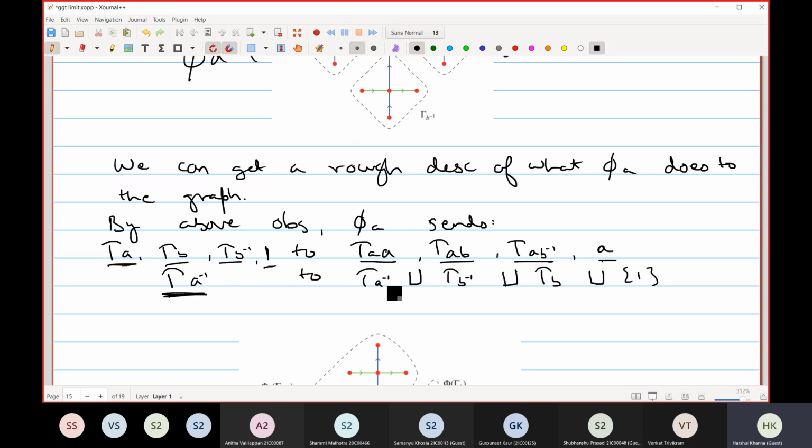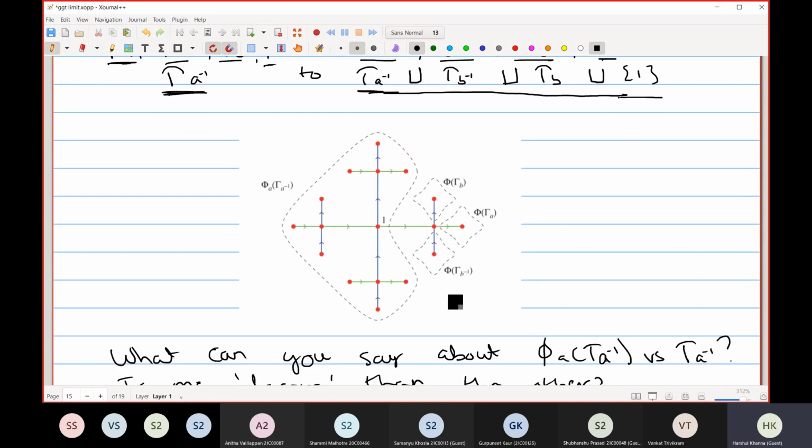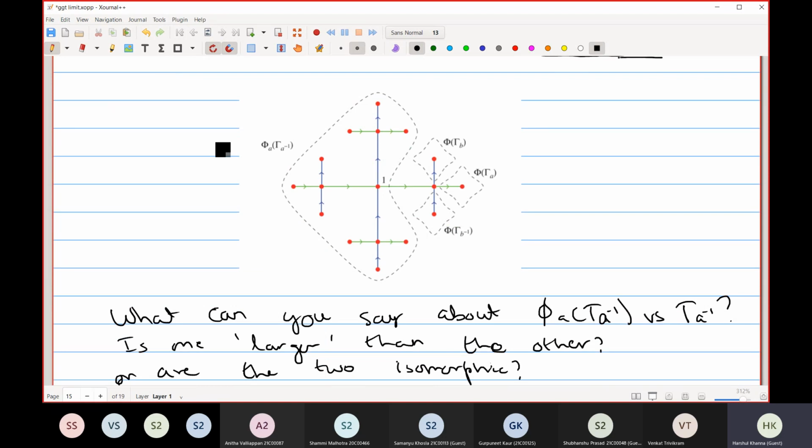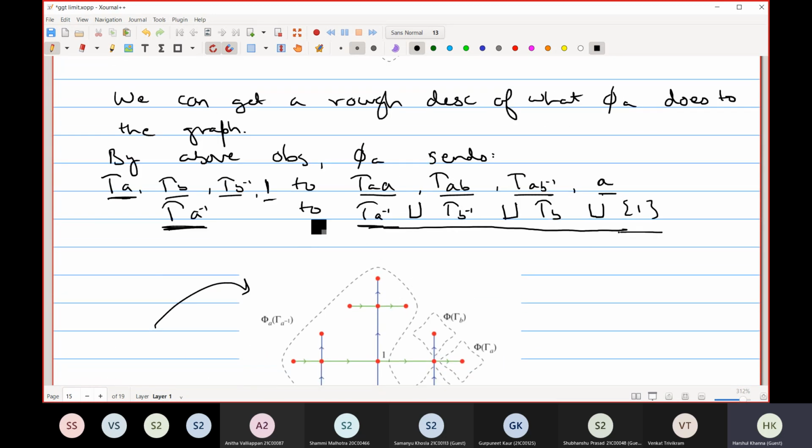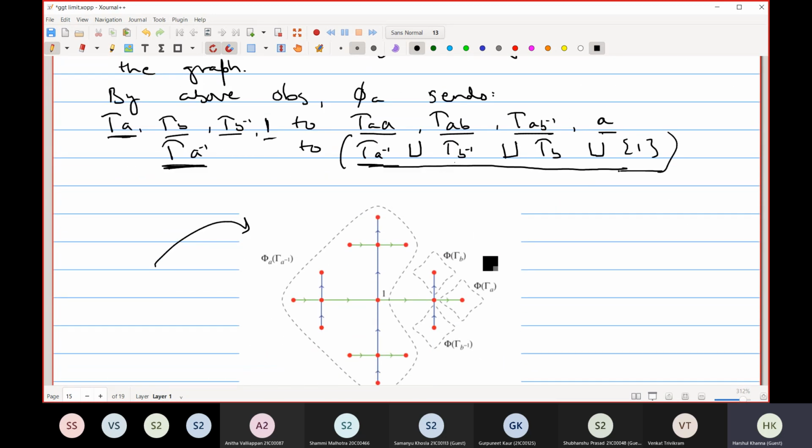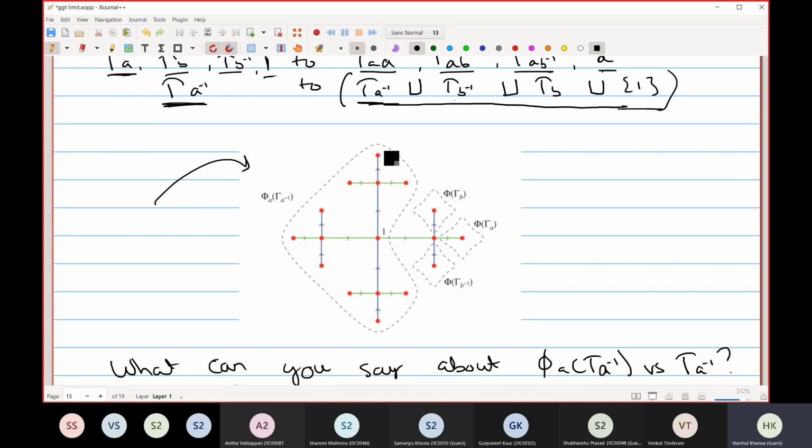Now TA inverse goes to, so the second letter became a new letter, and the second letter could have been anything except A. So it goes to TA inverse, disjoint union TB inverse, disjoint union TB, disjoint union 1. So after applying phi A to it, that's what our graph looks like. This will be your phi A of TA inverse. So this is just a disjoint union of all the regions.